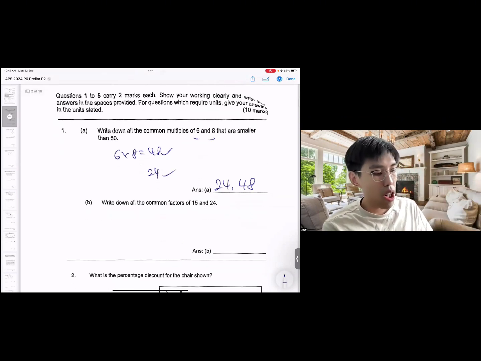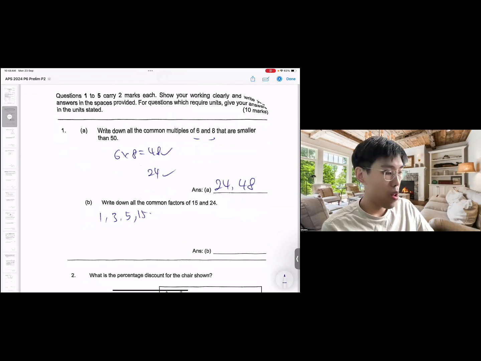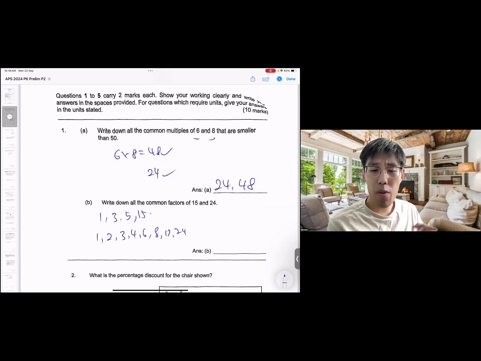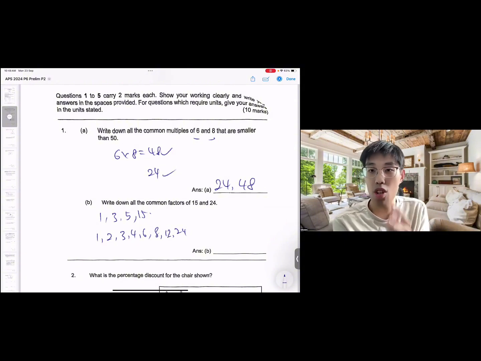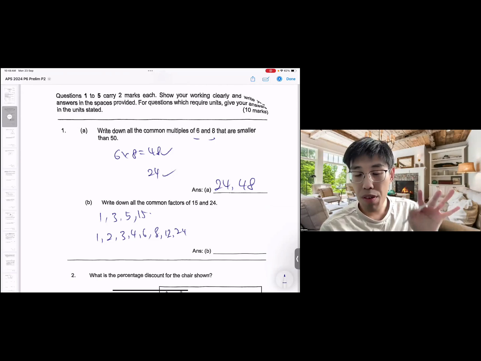Write down all the common factors of 15 and 24. So 1, 3, 5, 15. That's for 15. For 24: 1, 2, 3, 4, 6, 8, 12, 24. Straight away, this one listing can. This one I'm still okay with, but provided your listing must be very strong. If your listing is not strong, go back to P4, factors and multiples, chapter 1. Go and recap on that one.